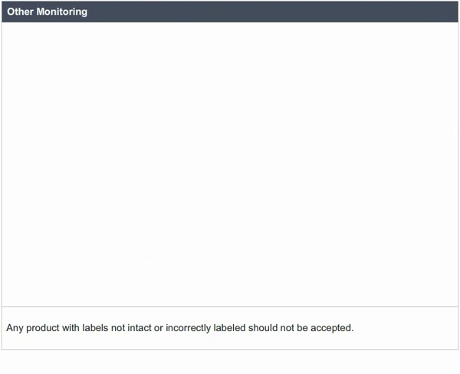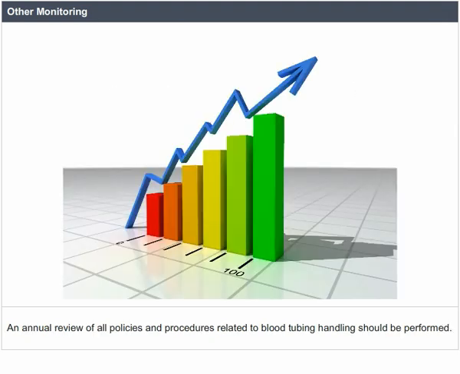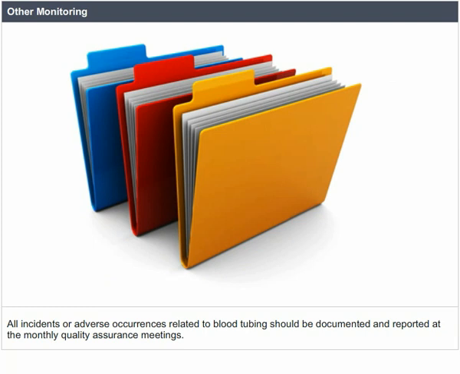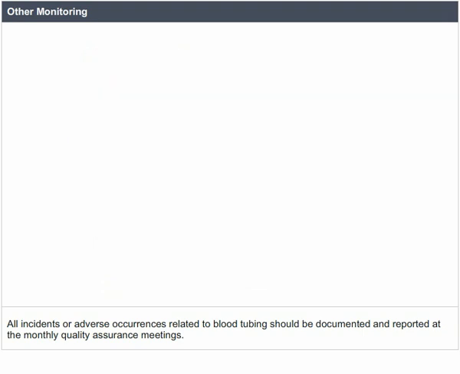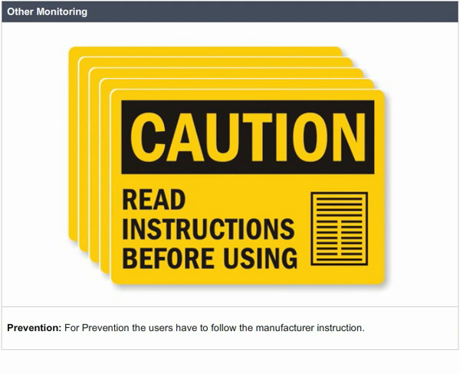An annual review of all policies and procedures related to blood tubing handling should be performed. All incidents or adverse occurrences related to blood tubing should be documented and reported at the monthly quality assurance meetings. Prevention. For prevention, the users have to follow the manufacturer's instruction.